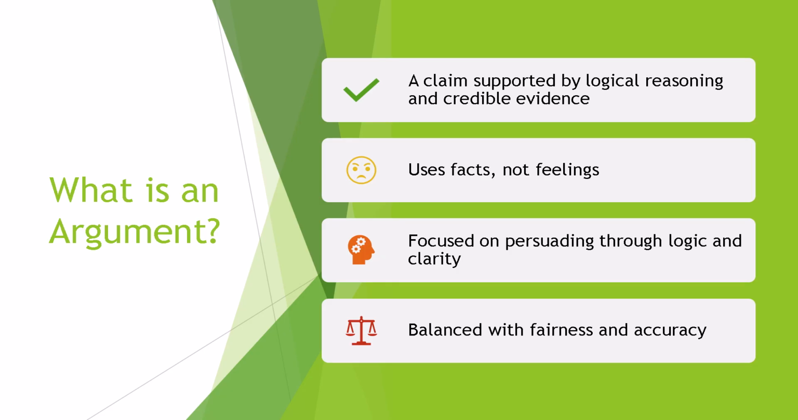An argument is a claim that's supported by logical reasoning and credible evidence. It's not just emotion. In persuasive writing, we're going to rely on facts, not feelings. That means our focus should always be on logic and clarity, not personal bias or emotional appeal. Good argumentation also requires fairness and accuracy. You should represent information truthfully, even if it challenges your position. A strong writer is going to persuade readers not by yelling louder, but by reasoning better.